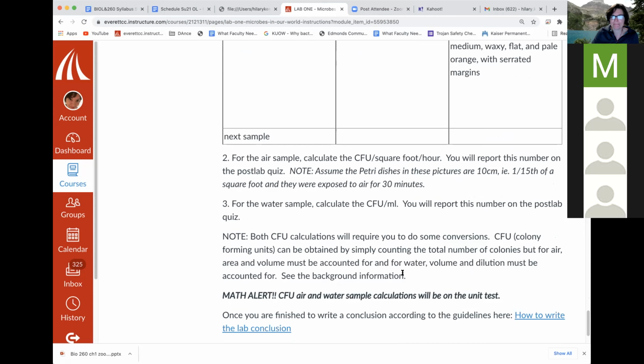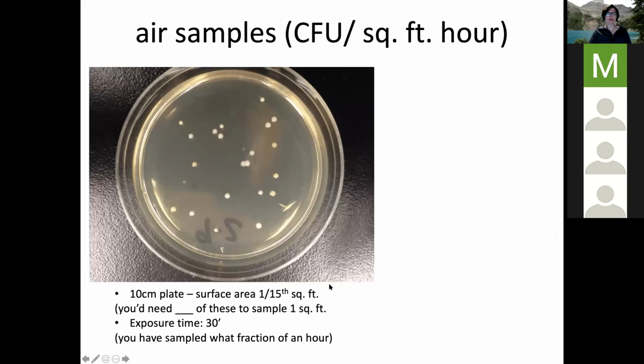Okay. So now let's go back and do the math. And I'm not going to do the math on those pictures. I'm going to do the math on different pictures. So here is an air sample example. Okay. And what I would do first is count up all the colonies. So my animation is going to walk us through that.